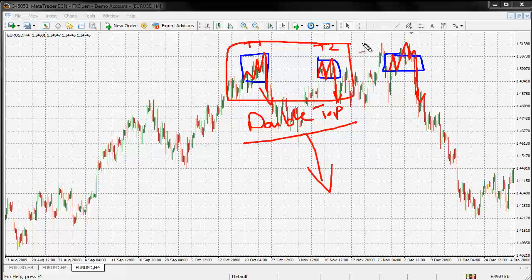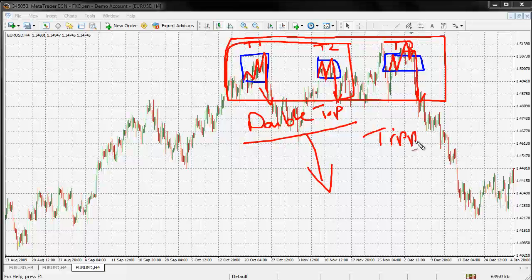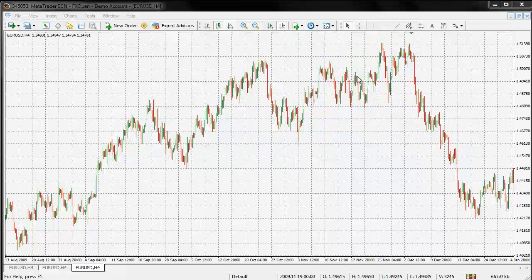When you see a triple top, get your wallet out and put a big bet on it, because there's your triple top, and a triple top is a lot more profitable. But timing is everything. When you see these triple tops, let me just clear some of this junk off.